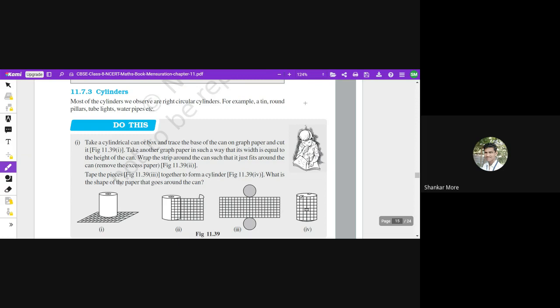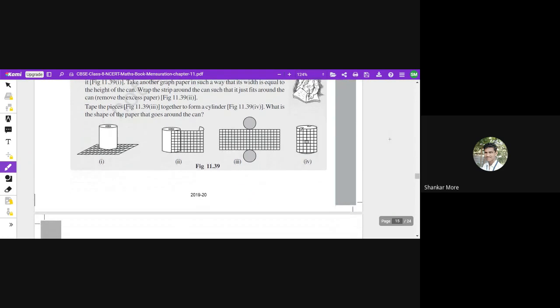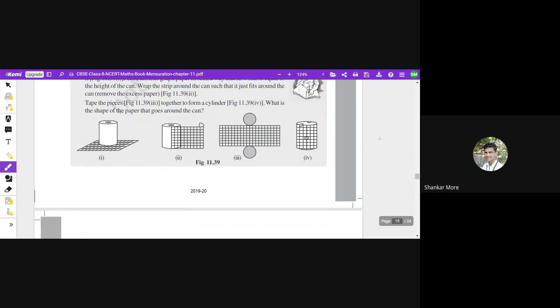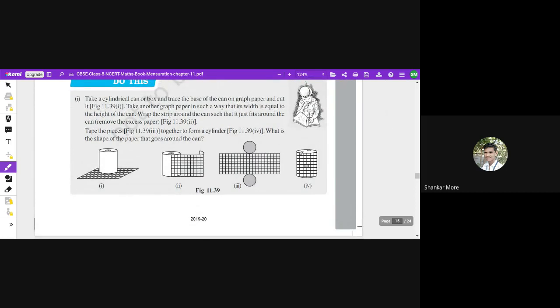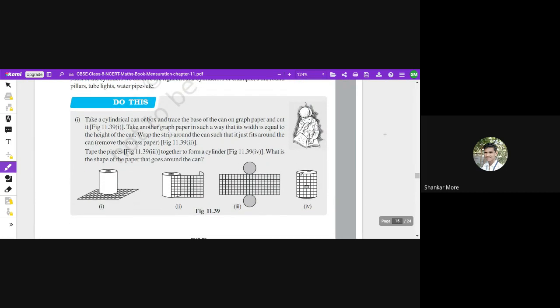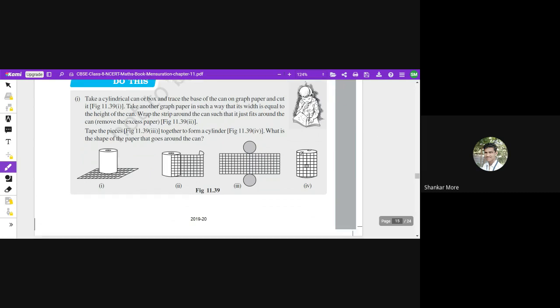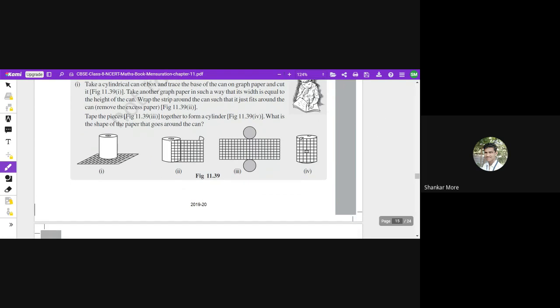Okay, let's start with cylinders. Most of the cylinders we observe are right circular cylinders. For example, tin, round pillars, tube light, water pipes. These all are right circular cylinders. Okay. Now, if we have to calculate the surface area of this particular cylinder, what we can do is, so अगर हमें practically check करना है, so let us suppose we take a tin can or a box which is cylindrical in shape. तो उसका ऊपर का जो portion है वो निकाल लिया, that way is going to be circular.